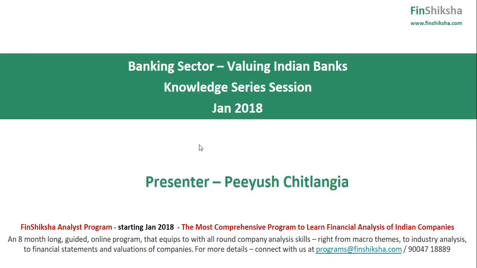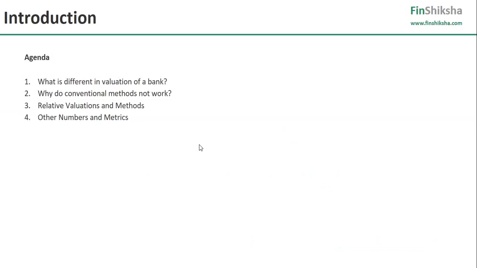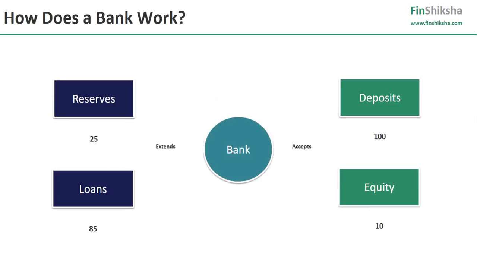So in that context, we're going to cover a few topics here. We're going to cover what is different in the valuation of a bank. Why would conventional methods of valuation, typically known as discounted cash flow models, right? We know about DCF models. Why don't they work? What kind of methods work in terms of relative valuations, and why do they work when some of the other things do not? And any other numbers and metrics, as an example. So over the course of the next 30 to 35 minutes, we're going to discuss this.